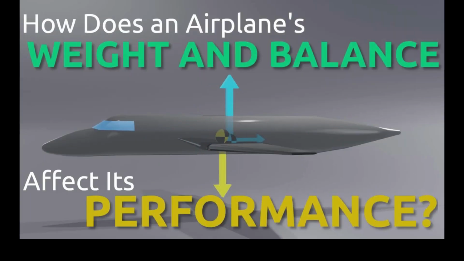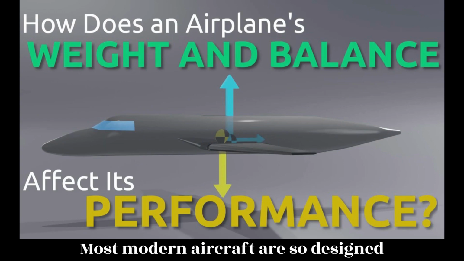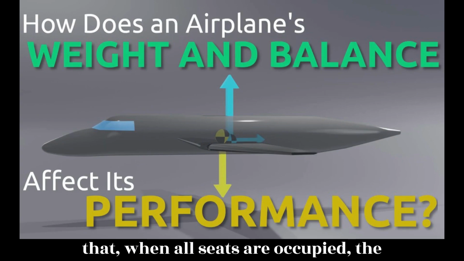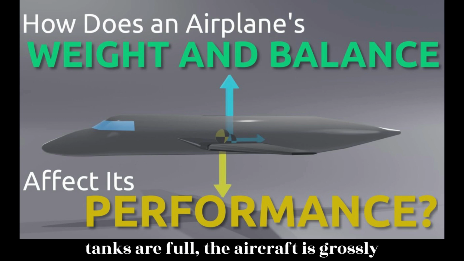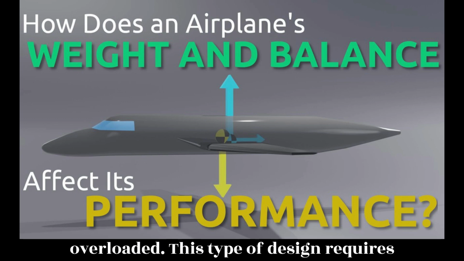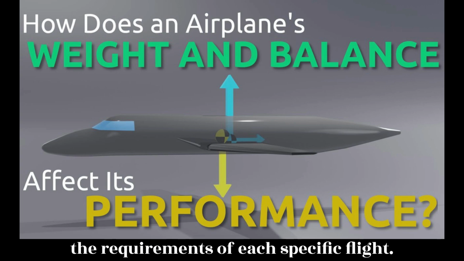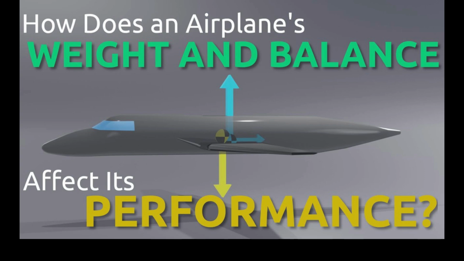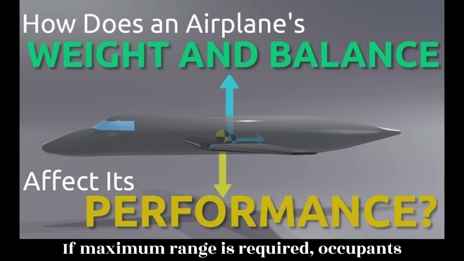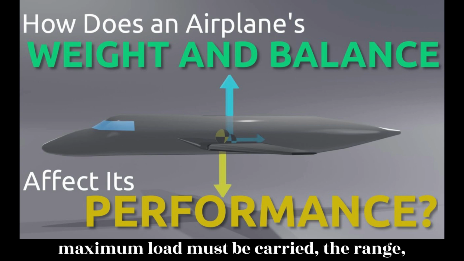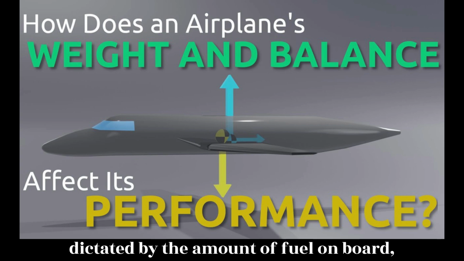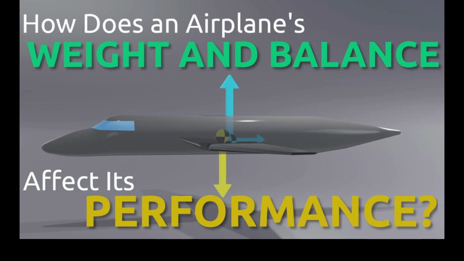Effects of weight. Most modern aircraft are so designed that, when all seats are occupied, the baggage compartment is full, and all fuel tanks are full, the aircraft is grossly overloaded. This type of design requires the pilot to give great consideration to the requirements of each specific flight. If maximum range is required, occupants or baggage must be left behind, or if the maximum load must be carried, the range, dictated by the amount of fuel on board, must be reduced.